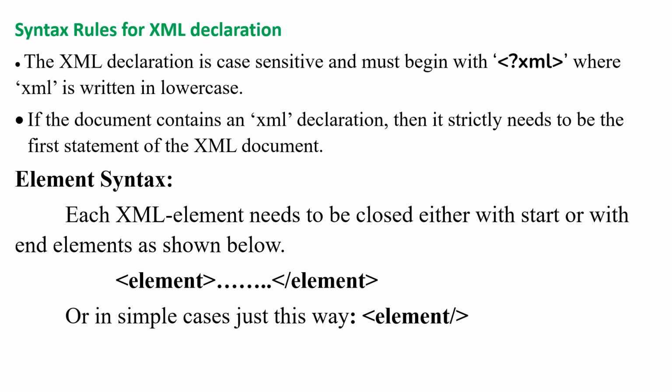If the document contains an XML declaration, then it strictly needs to be the first statement of the XML document. So a document should always have the XML line, defining the version, as the first statement of the XML document.